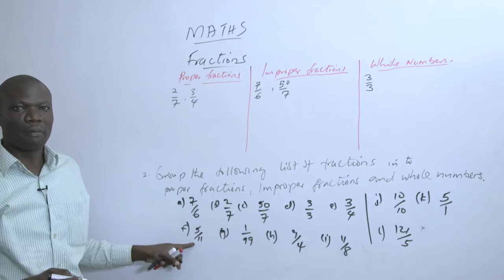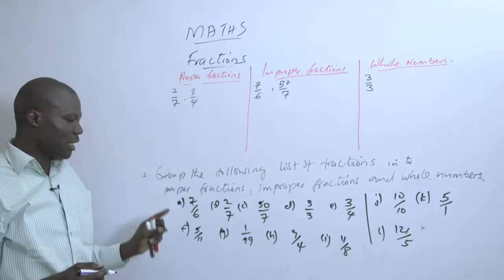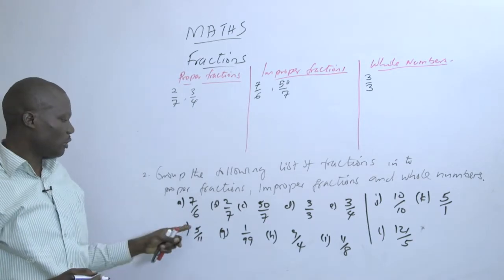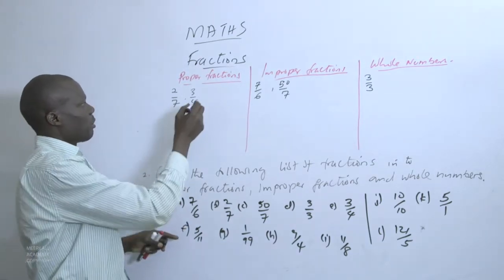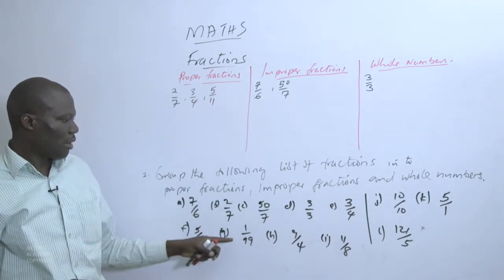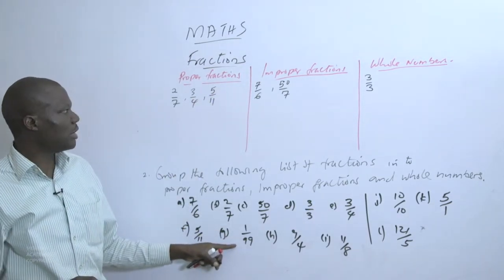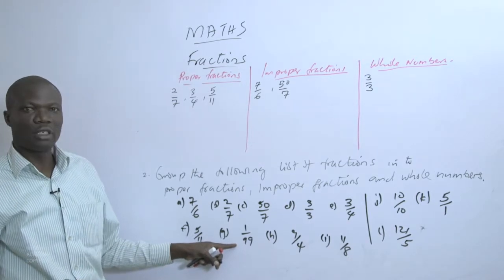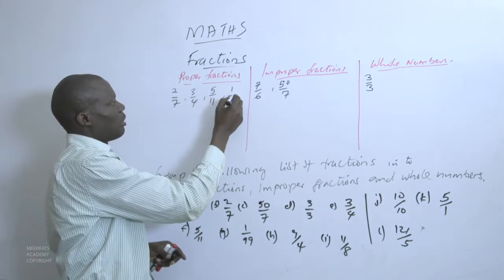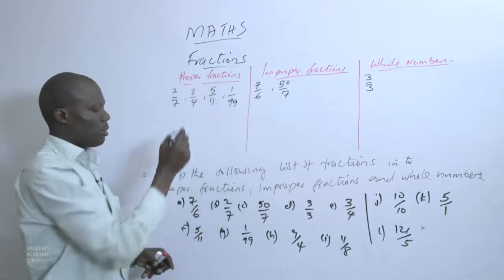5 over 11. If the numerator is less than the denominator, automatically that gives us a proper fraction. So 5 over 11 is a proper fraction. 1 over 99. 1 is smaller, 99 is too large, so we have 1 over 99 as a proper fraction.